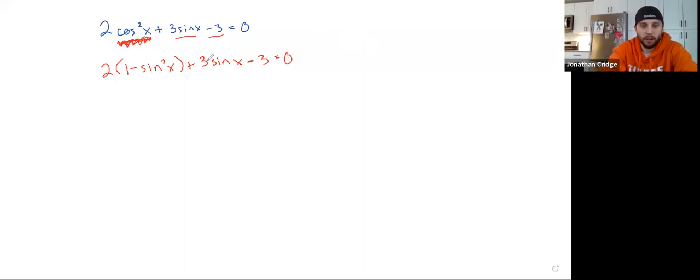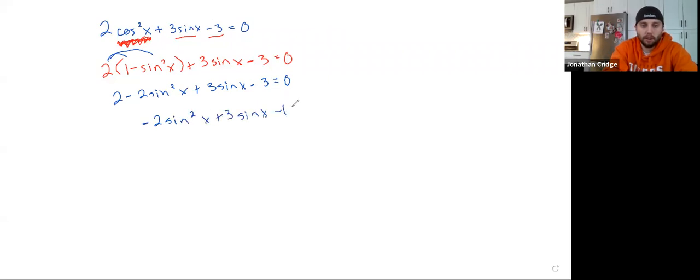So step 1, we had to use our identity. Now I'm going to distribute. So 2 minus 2 sine squared plus 3 sine of x minus 3 equals 0. Now I can try to combine some like terms here. I have a positive 2 and a negative 3. So negative 2 sine squared plus 3 sine of x minus 1 equals 0.